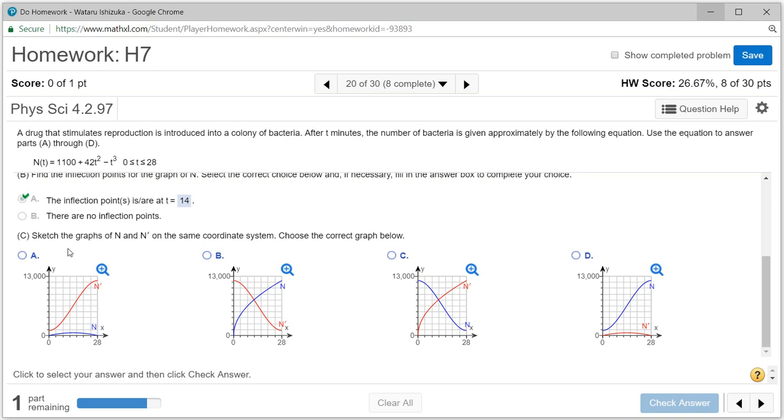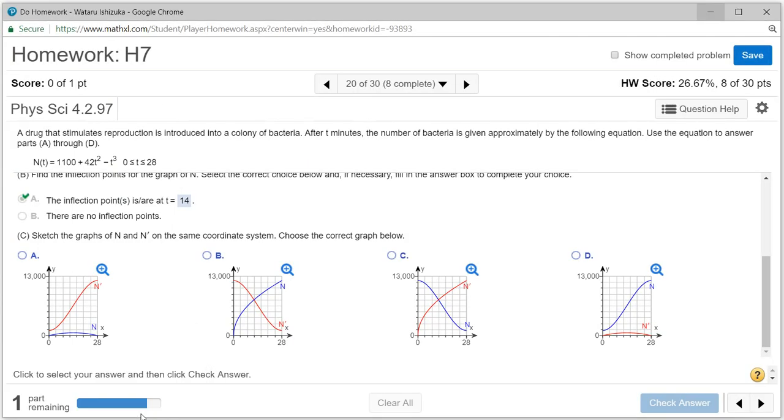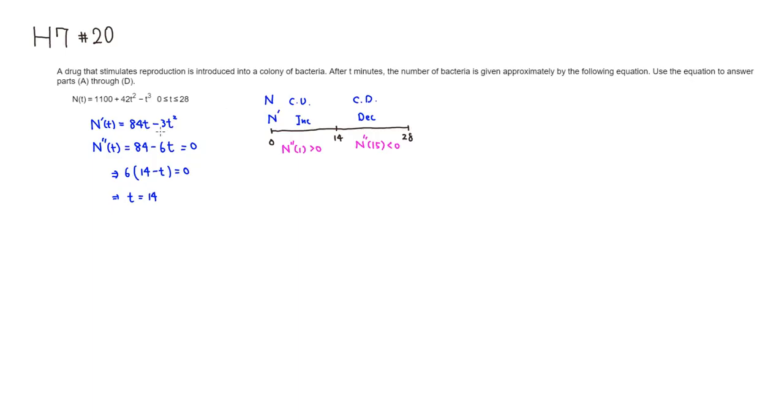The next question: sketch the graph of N and N prime on the coordinate system. N double prime is easy to tell because it's just a straight line with a negative slope, hitting at 84 on the axis. Sorry, I was looking at N double prime, but we're looking at N and N prime. Sorry about that.